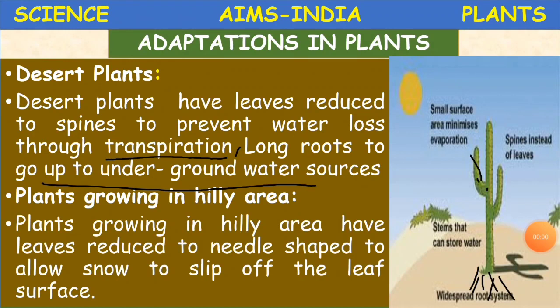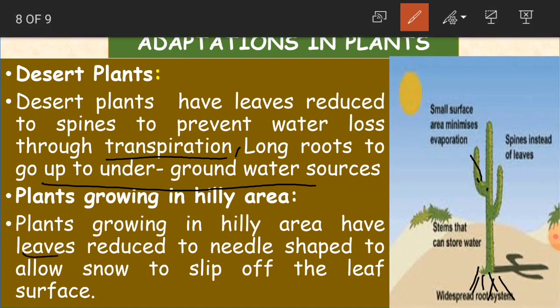So, plants growing in hilly areas. How are they, children? Plants growing in hilly areas have leaves reduced to needle shaped to allow snow to slip off the leaf surface. So plants which are growing in hilly areas, how are their leaves? Their leaves are reduced to needle shape. Needle shape in the sense it's very sharp and thin. And why is it there? Because in hilly areas you will have much cold because of the snow.